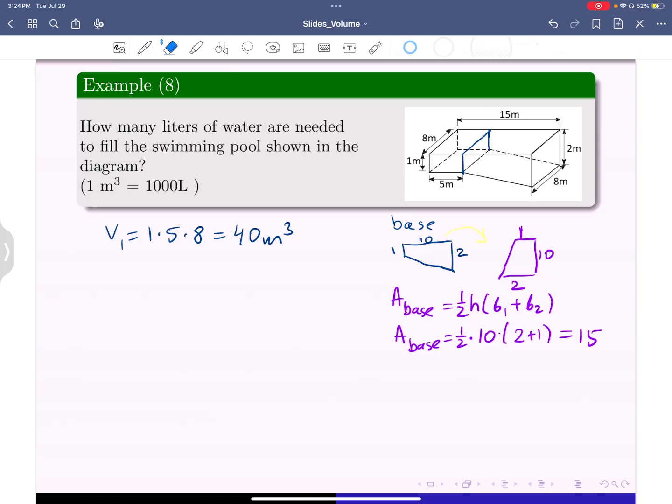Now the volume of this figure is the area of the base times the height. This is the height of the figure, right? Of this trapezoid. Because that trapezoid would be looking like this. This is the base and this is the height. Kind of like this. So we have the base 2, this is 10, this is 1. And now the height is 8 of this one. So volume 2 would be 8 times the area of the base. The area of the base is 15. 15 times 8 should give us 120 meters cubed.